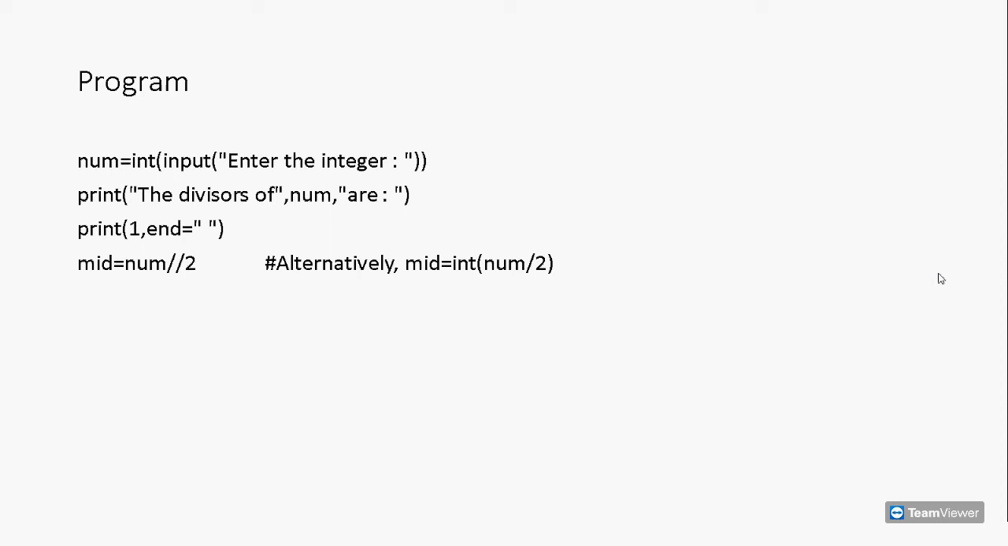So if the number input by the user is 14, then 14 divided by 2 will be equal to 7.0, but as we are using the floor division operator, it will round down the decimal value 7.0 to the nearest integer, that is 7, and 7 will be stored in the variable mid now. Now to generate the numbers from 2 to mid, we will pass arguments 2, mid plus 1 to the range function as shown in this statement.